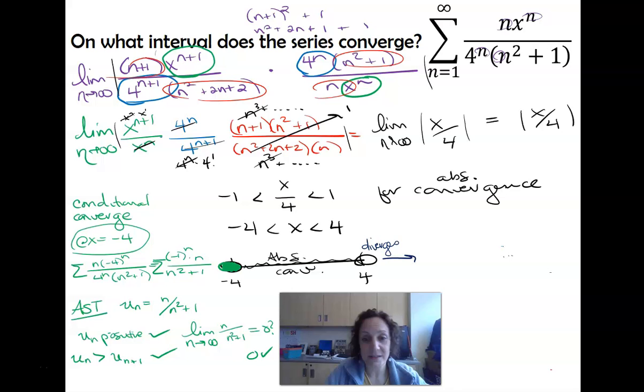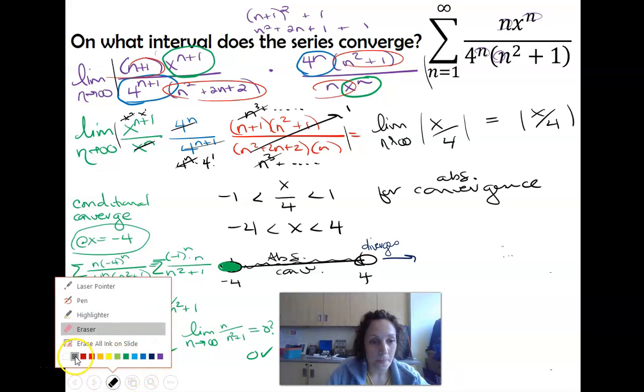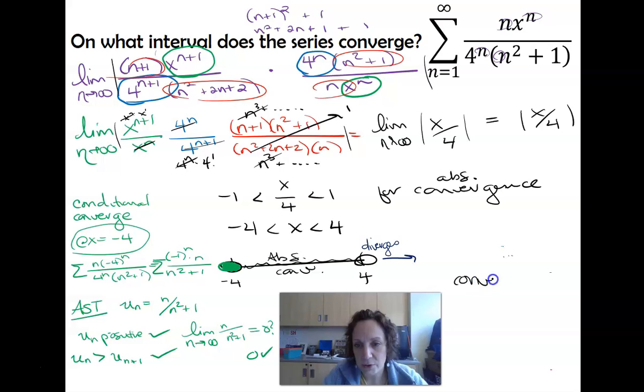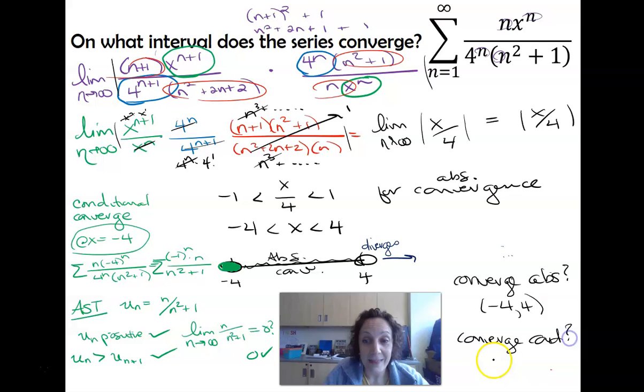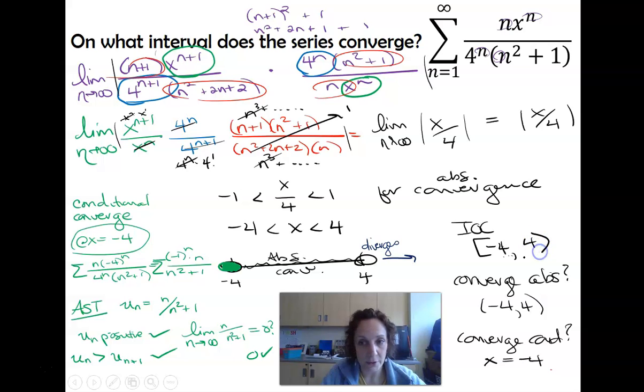If they ask us where this thing converges, look. They say, where does it converge? Absolutely. We say from -4 to 4. That's what the ratio test gave us. Where does it converge conditionally? That would be only at -4. So only at x equals -4. So therefore, our overall interval of convergence goes including -4 up to 4, but don't include it. I'm literally taking these two intervals and marrying them.